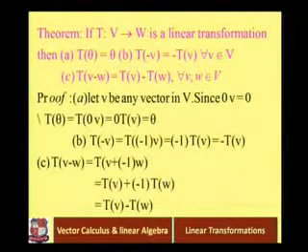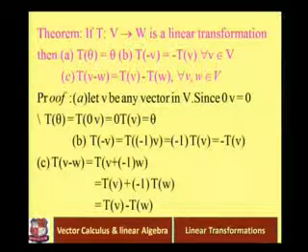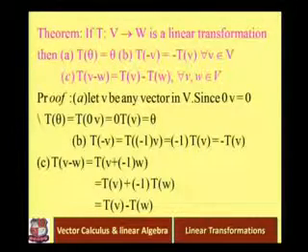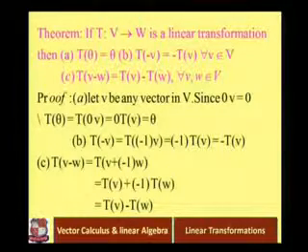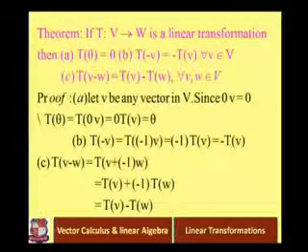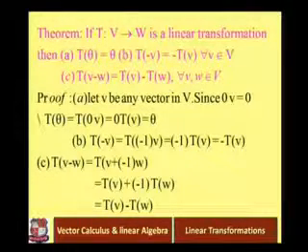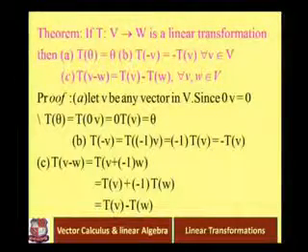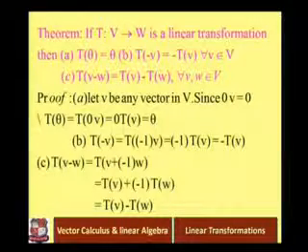And the third one is also easy, because for T of v minus w, we can write v minus w as v plus minus 1 into w. So T of v minus w is equal to T of v plus minus 1 into w. We use the first property of the definition of linear transformation, that T of u plus v is equal to T of u plus T of v. So using that property, we get T of v plus minus 1 into T of w, that is equal to T of v minus T of w. So we proved all three.